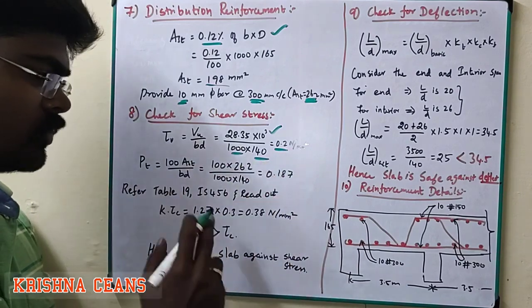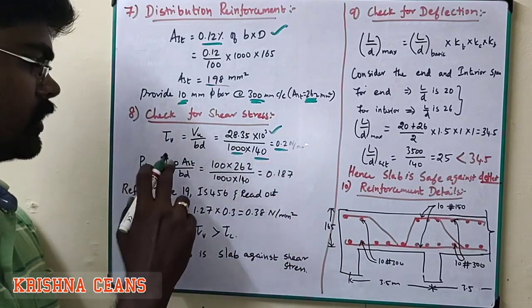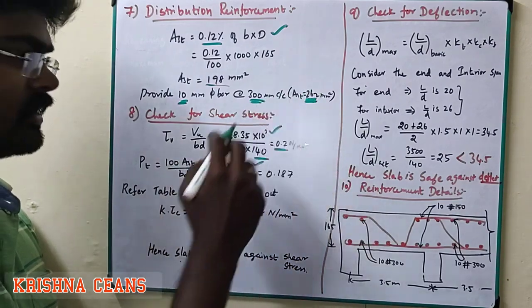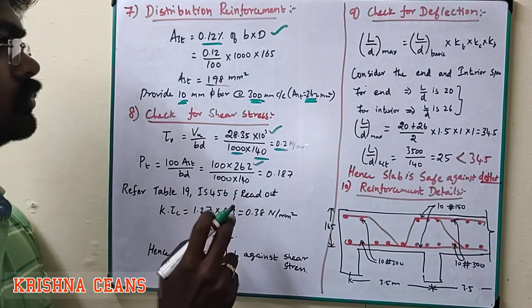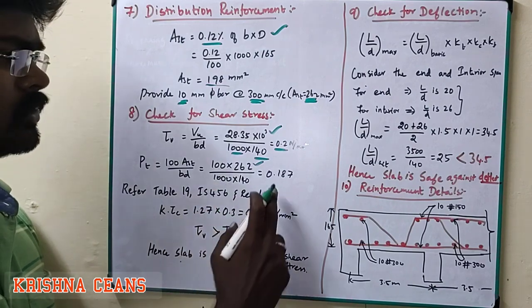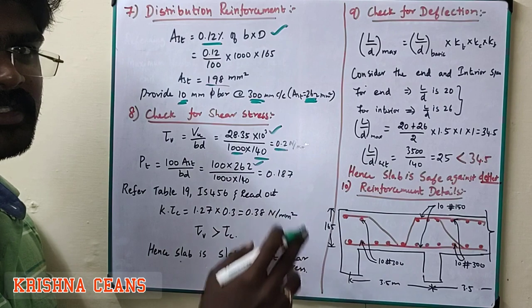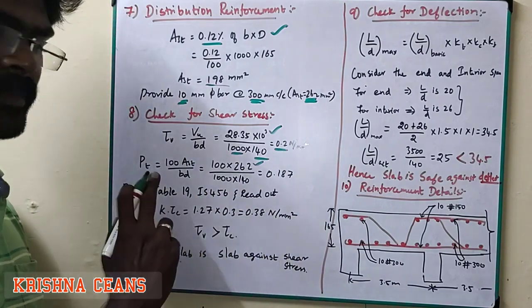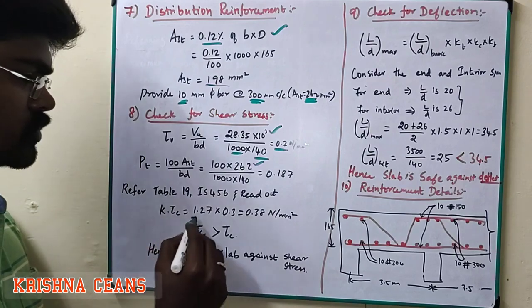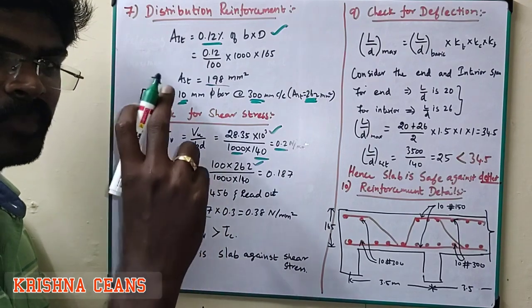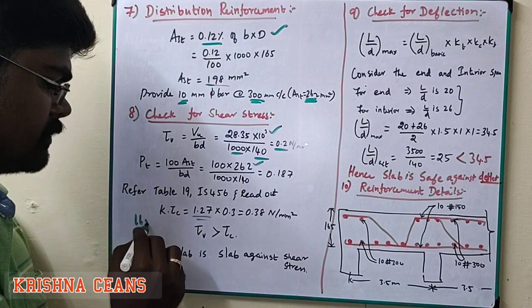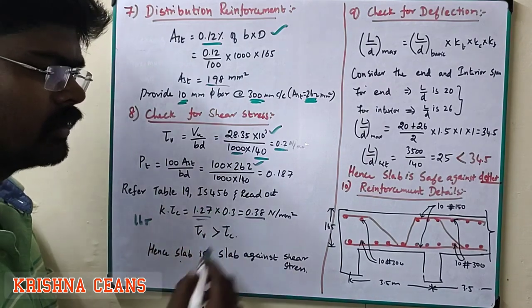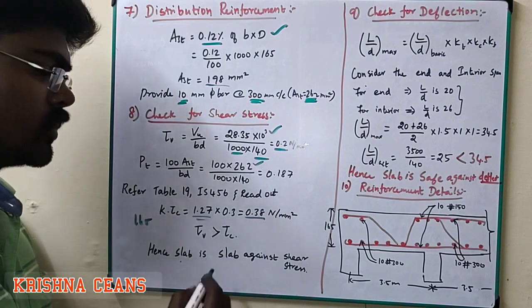So we need to compare with tau c. So tau c, pt value is 100 Ast by bd. So here Ast is what we provided, 262 mm square. So 0.187 percentage of tensile reinforcement. So now read out IS 456 table number 19. We will get, for the depth we provided, 165 mm, that factor is 1.27 into 0.3, we will get 0.38 Newton per mm square.